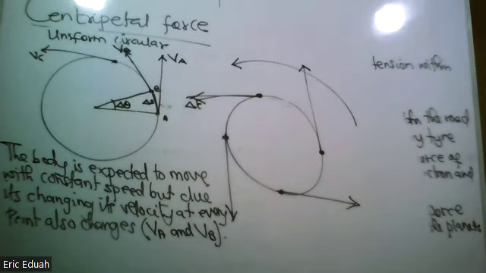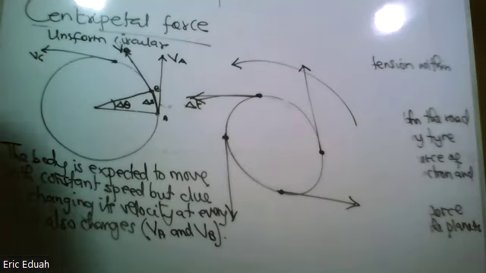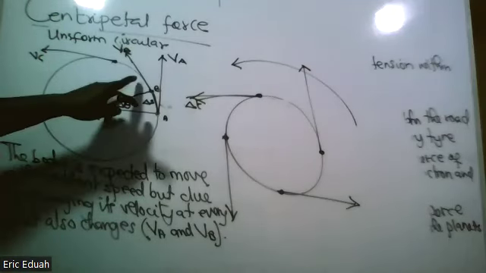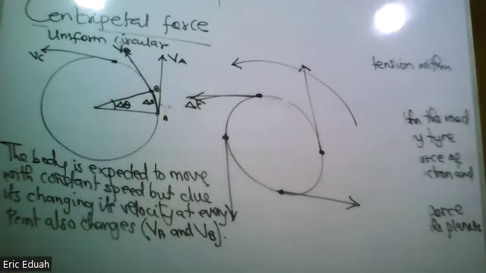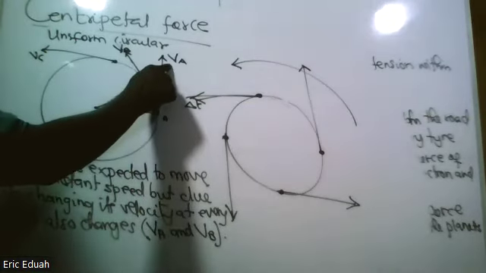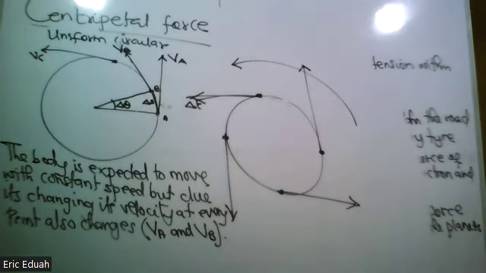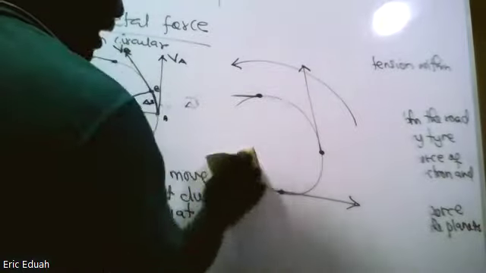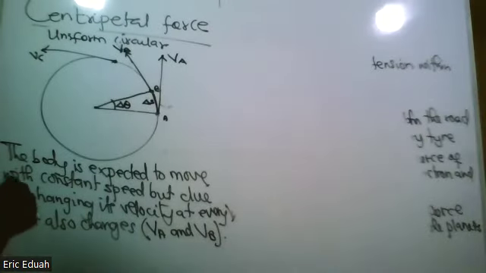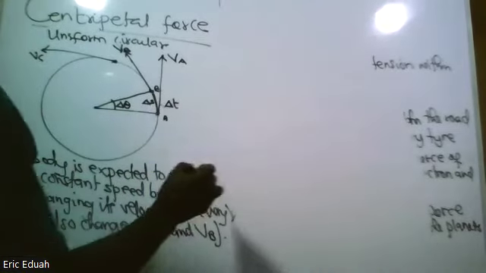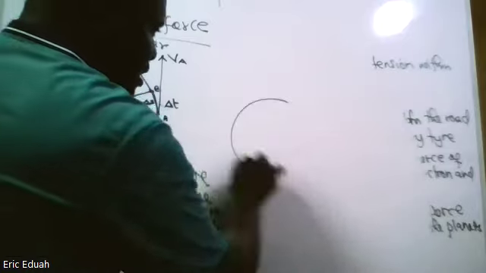Yes, please. So we are having these velocities, even though the body is expected to move with a constant speed, but due to the changing direction, we have changing velocities at every position of the body. A has velocity VA, B has velocity VB. Now, these velocities, we say, are tangential to the circle. VA is tangential to the circle, and this is what we mean.